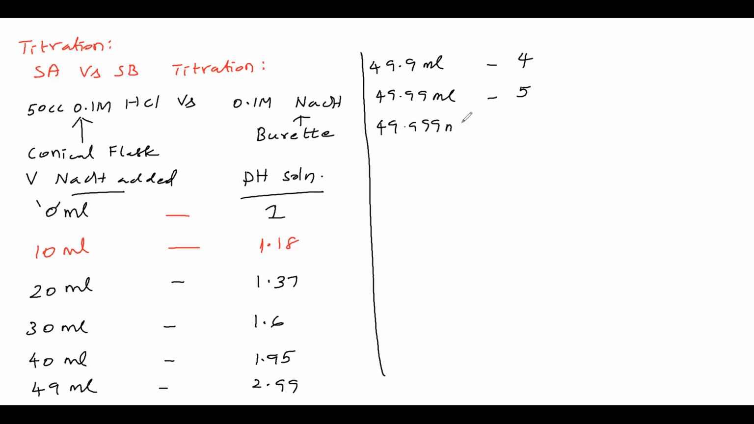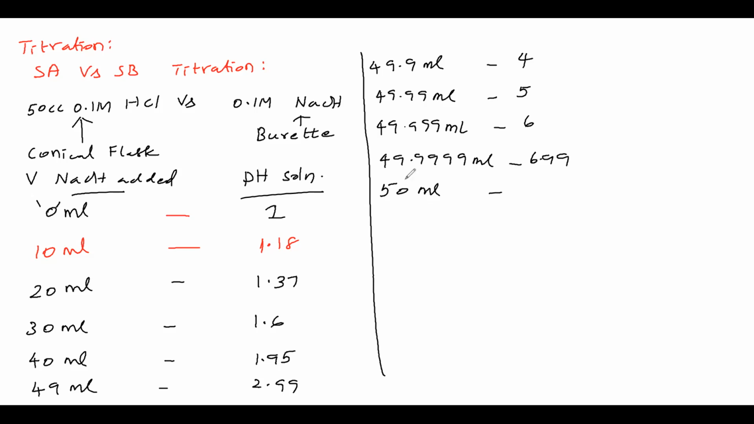We added some more, so the total added is this much, and the pH of the solution is so and so. We add some more, and again we check the pH of the solution. Now, totally how much sodium hydroxide is added? 50 ml of sodium hydroxide solution we added totally, from the starting to this place.